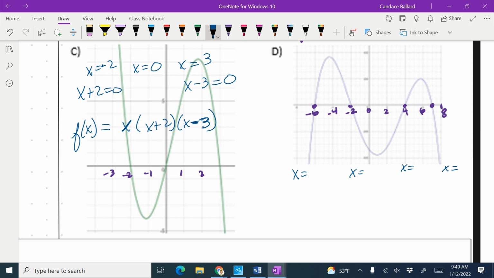What's different about this one? What else do I have to include? I have to include a negative because it's going in that negative sloped direction, so you should have a negative in front. Okay?